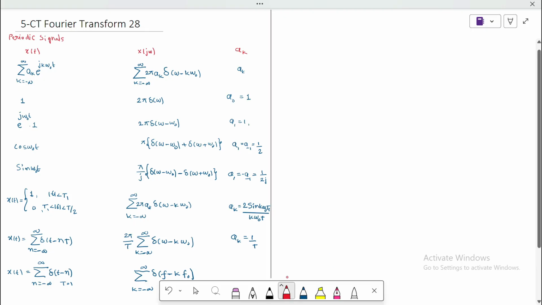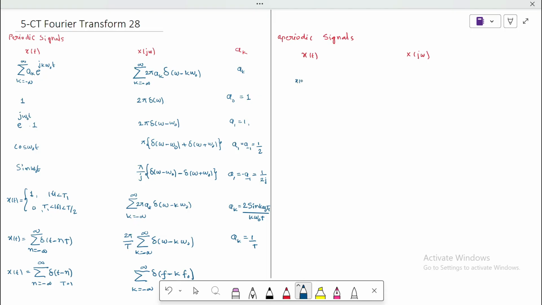Then for the aperiodic signals, there are only two columns, one for x of t, another for the Fourier transform. There is no column for the a_k. Why? Because it is an aperiodic signal. We can't write a Fourier series for the aperiodic. The first signal here is a periodic signal. I want to write an aperiodic signal for aperiodic.